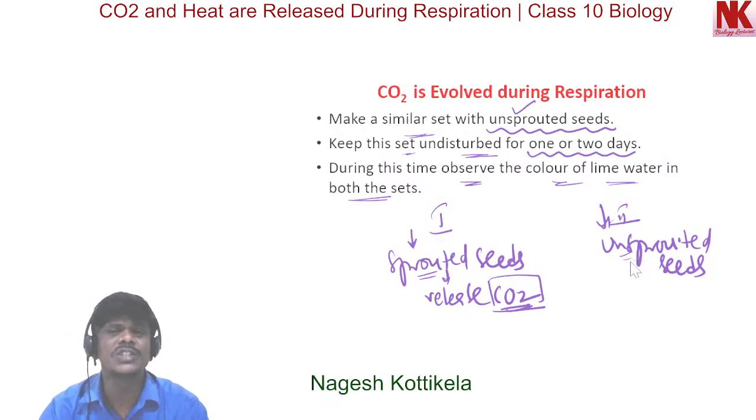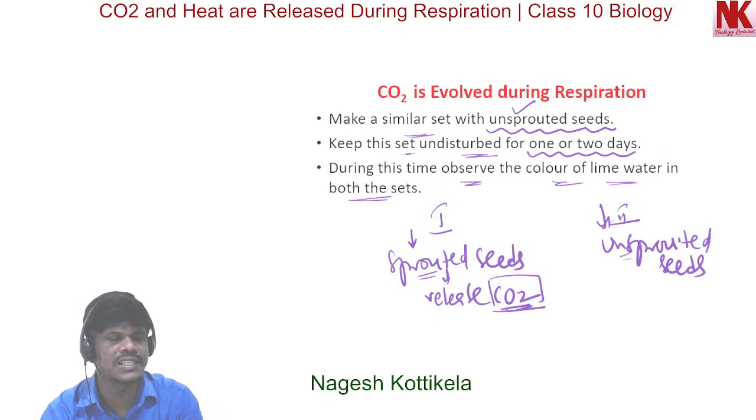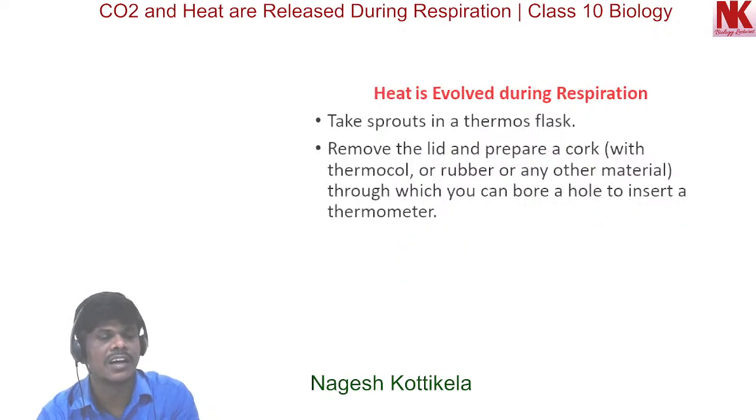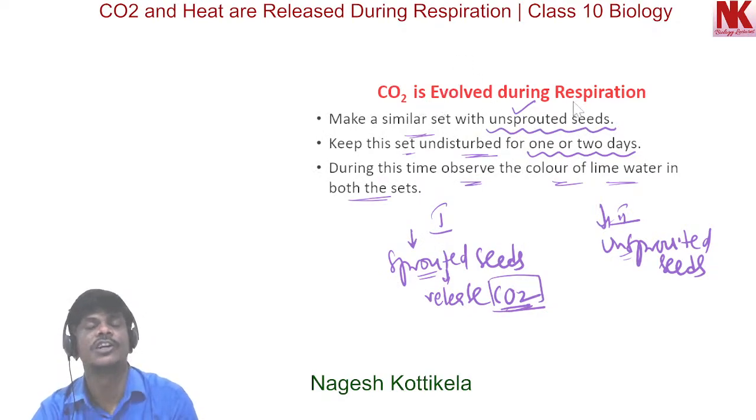So what is your answer? In which set does the color change faster? Obviously, if there are sprouted seeds, the color change is faster, and here it will be a very slow process. Here, as the germination process is taking place, the rate of respiration is comparatively very fast when compared with the unsprouted seeds. And here the color change will be very, very slow. So this is about the activity that describes how CO2 is evolved during respiration.